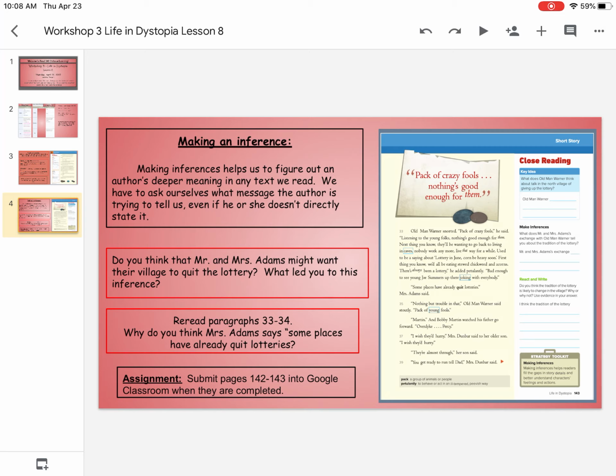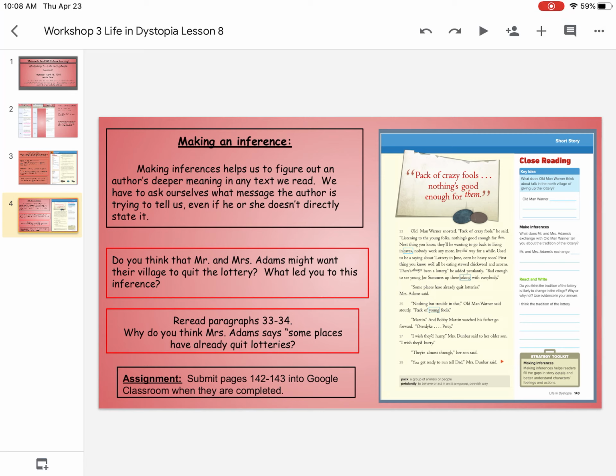The clues will be like, what are the characters saying? How are they acting? How are they interacting with each other? So we might have to look for some of those clues as we read when we answer these next two questions. You can be thinking about, do you think that Mr. and Mrs. Adams might want their village to quit the lottery? And what was the evidence, or what led you to think this way?